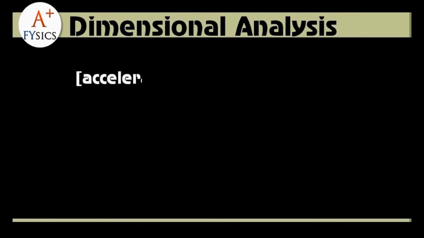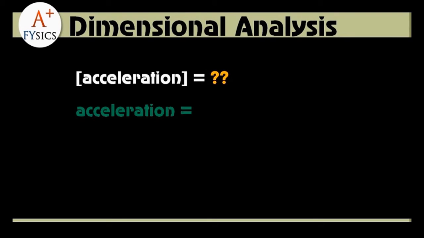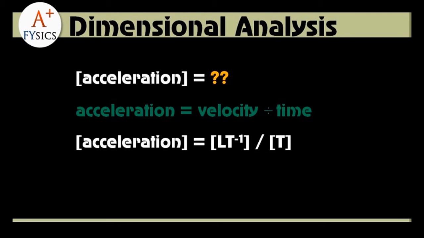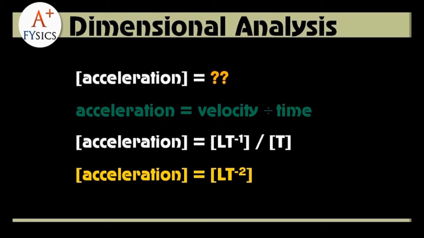Let's see what the dimensions of acceleration are. Acceleration is velocity divided by time. So it is length times time to the power of -1, over time. That equals length times time to the power of -2, or length per time squared. In SI units, it is meter per second squared.